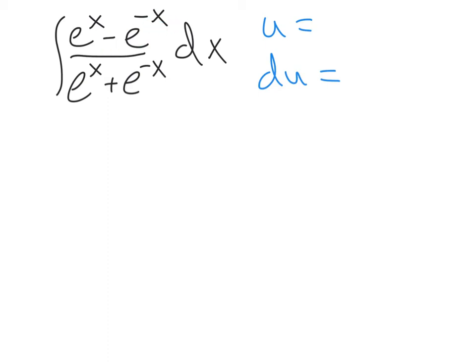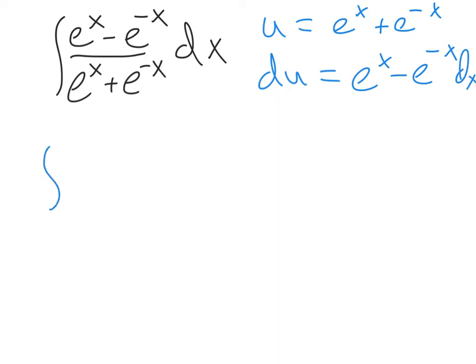So if we just let our u be the bottom, e to the x plus e to the minus x, then the derivative of that is e to the x minus e to the minus x dx. So we can actually rewrite this as 1 over u du.